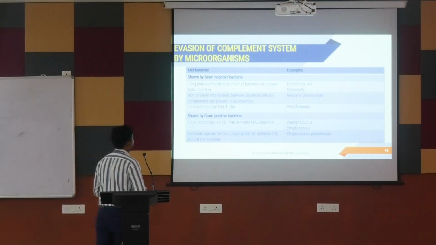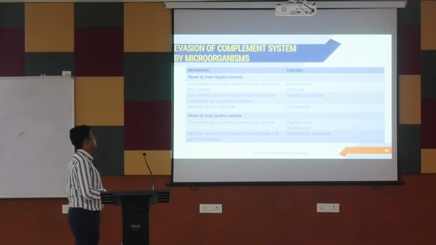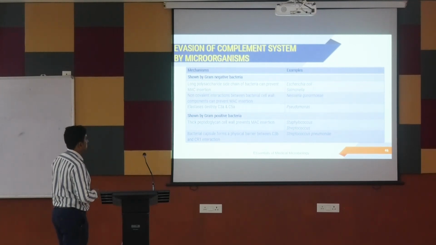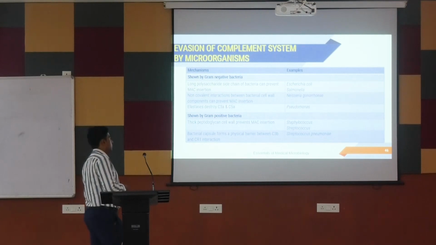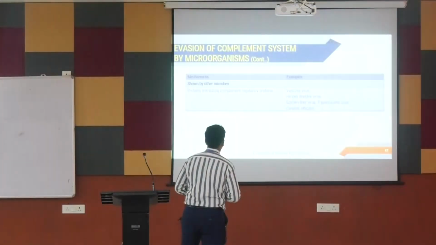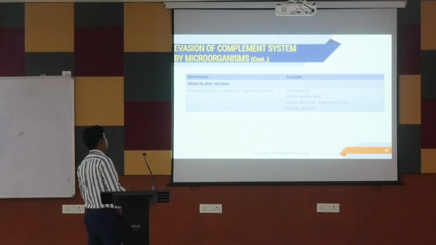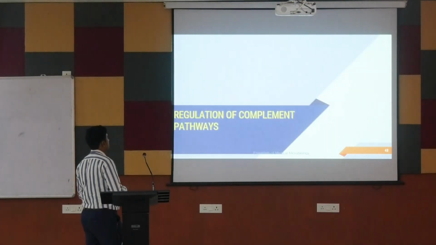How do gram positive bacteria do it? In Staph and Strep, the thick peptidoglycan wall prevents the MAC insertion. In Streptococcus pneumoniae, the bacterial capsule forms the physical barrier between C3b and CR1 interaction. And others like vaccinia and herpes simplex virus, their proteins mimic the complement system regulatory proteins.